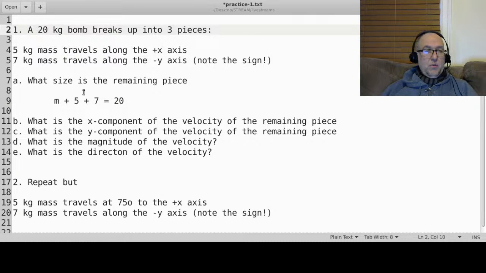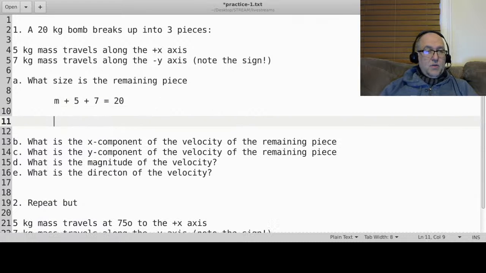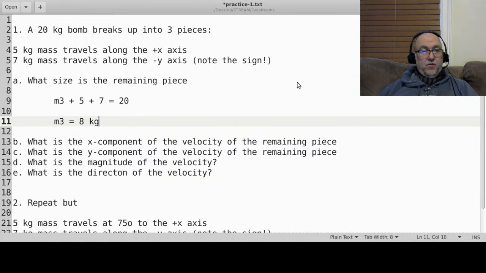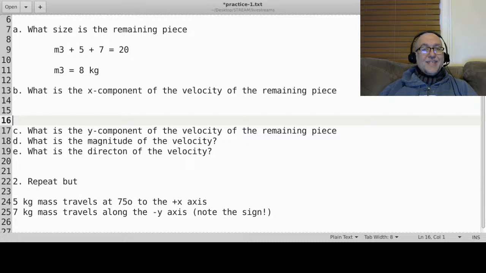We have 20 kilograms to start with, and whatever we have afterwards has to also be 20 kilograms. And so that third piece, we can call it M3, has got to equal 20 minus 12, which is 8 kilograms. Okay, so that answers that one. Trivial, but I added that to emphasize that there are more conservation laws than just conservation of energy and conservation of momentum. So the next question I ask is, what is the x component of the velocity?